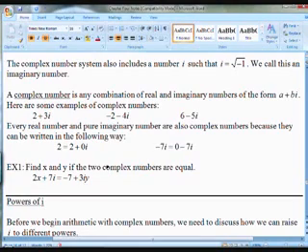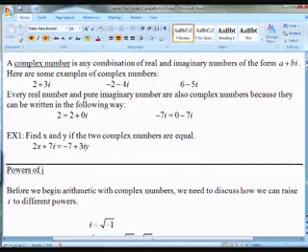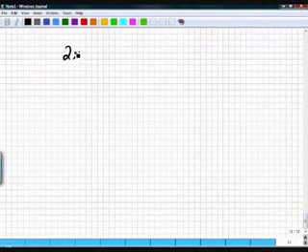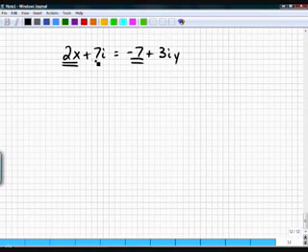Find x and y if the two complex numbers are equal. This is easy. All you've got to do here is, if these two complex numbers are equal, then the real part equals the real part, and the imaginary part equals the imaginary part. So you've got 2x plus 7i equals negative 7 plus 3yi. Again, you have a real part and you have an imaginary part. If these two things are equal, then the real parts are equal. So just come down here to find out what x is. 2x must equal negative 7, so x is negative 7 over 2, or negative 3.5.